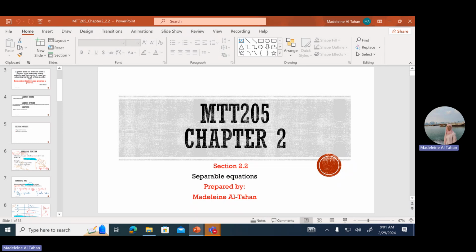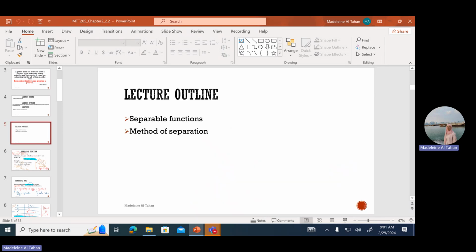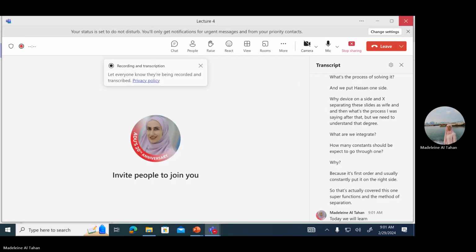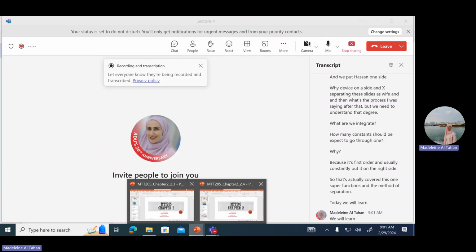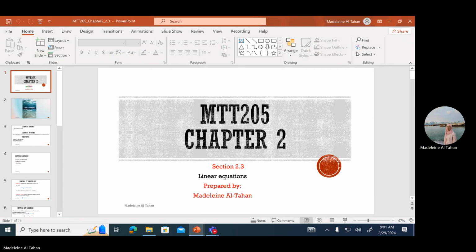So last lecture we covered separable functions and the method of separation. Today we will learn to deal with another method. This method is about linear equations. In separable, we could have e to the power x plus y, it means you have e to the power y, so it's not necessarily linear. This lecture we will focus only on linear differential equations that are first order.